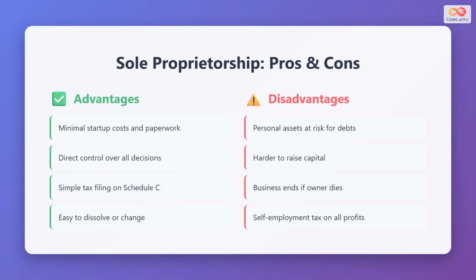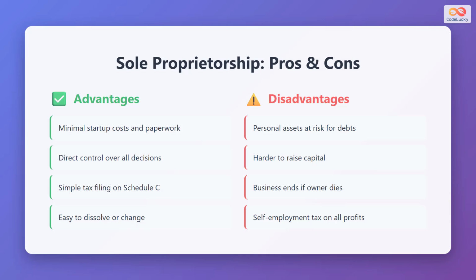The advantages of a sole proprietorship include minimal startup costs and paperwork, making it ideal for testing business ideas. Owners have direct control over all decisions without consulting partners or boards. Tax filing is simple using Schedule C on personal returns. The structure is also easy to dissolve or change if needed.